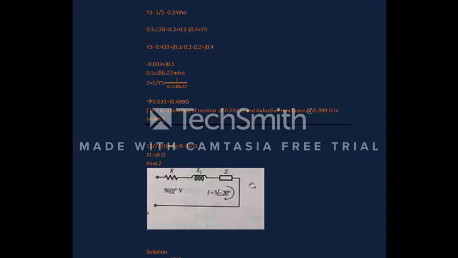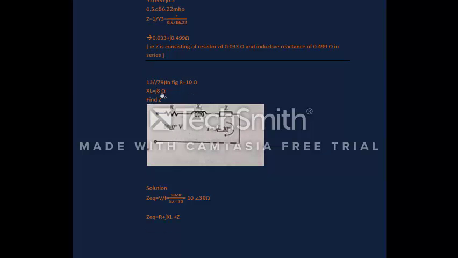In the next question, a figure and values are given. This is an inductor, a resistor, and a Z component, where it is given R is equal to 10 ohms and XL is equal to 8j ohms. Find Z. Solution: the voltage is given as 50∠0° volts, I is equal to 5∠30°, so we can take it as V is equal to IZ, the total.